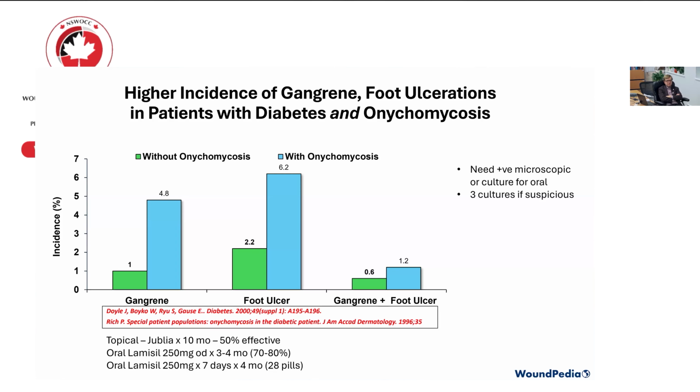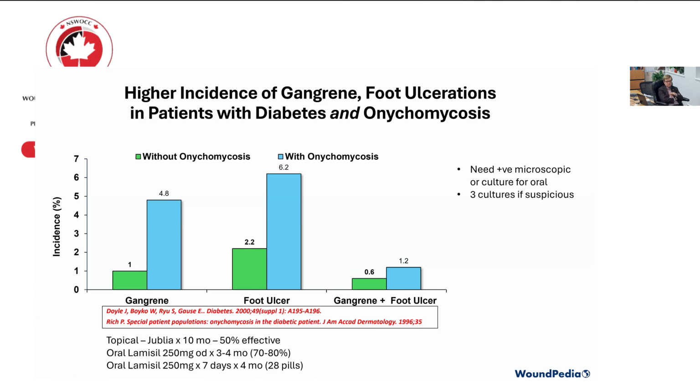Topical Jublia takes 10 months. It's about 54% effective. Oral Lamisil 250 daily for 3 to 4 months gives you 70 to 80% clearing of fungal nails. But don't forget, they take 2 years to grow out. Oral Lamisil, a trick of the trade, is giving 250 milligrams for 7 days a month for 4 months. So instead of using 112 pills, you're only using 28 pills.